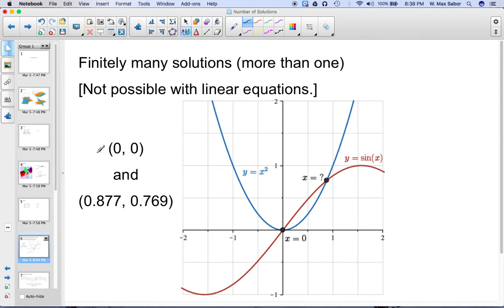It's possible to have more than one solution without it being infinitely many solutions. So for example, here we have 2 solutions between y equals x squared and y equals sine of x, because it crosses here and here. So 0, 0 is one point of solution, a point where they intersect. And at that point, those are the approximate values of that coordinate. It's not possible to do this with linear equations. It's not possible to do this with planes in 3 dimensions. But if you use nonlinear things, you can get 2 points as a solution set.